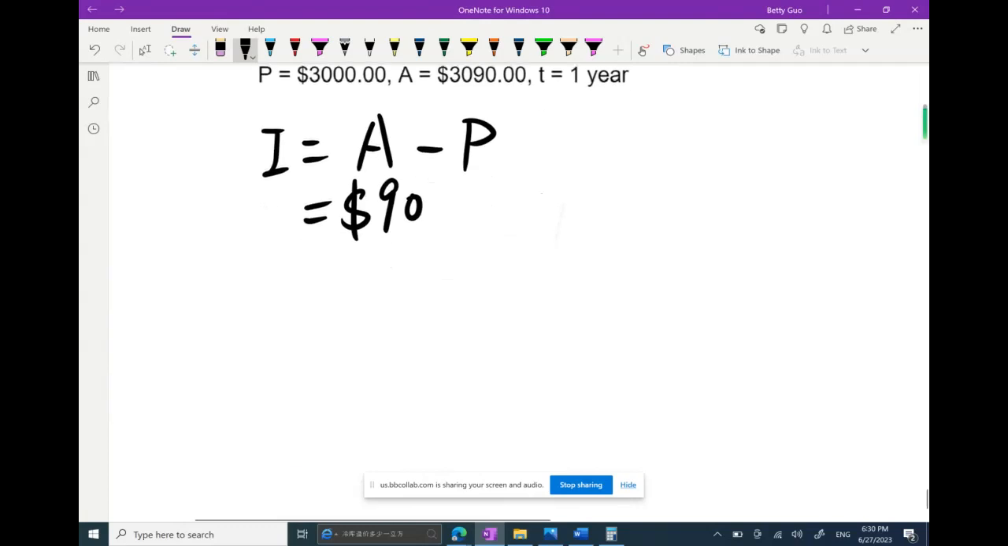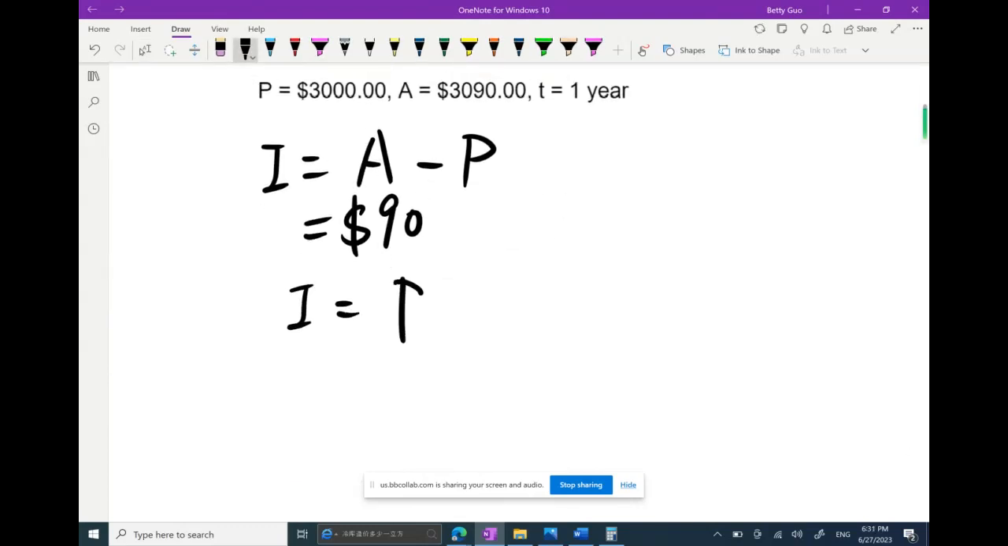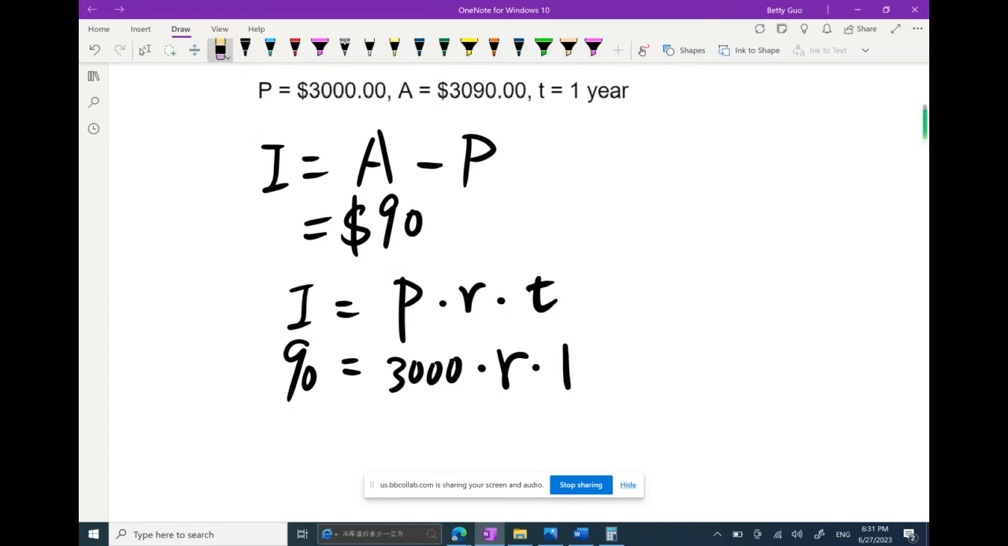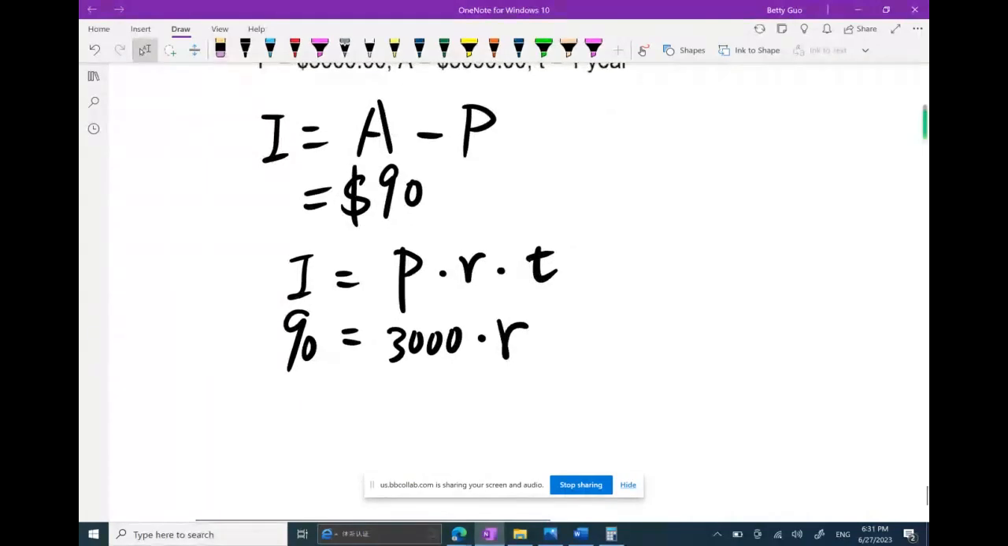And remember, I equals P times R times T, right? So I is 90, P is 3,000, R is not given. R is the value we are trying to find. So keep R here. T is 1. Multiply by 1. Since 1 is the multiplicative identity, when you multiply by 1, you don't have to write it out. It doesn't change anything.